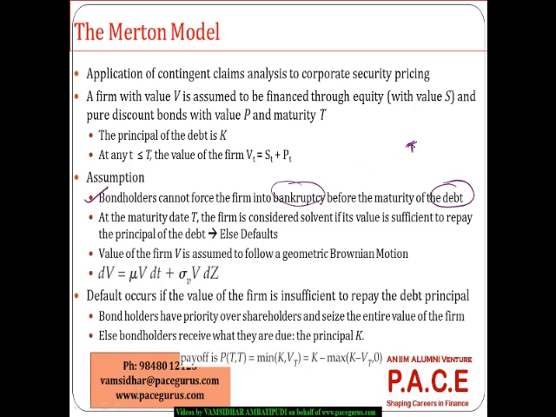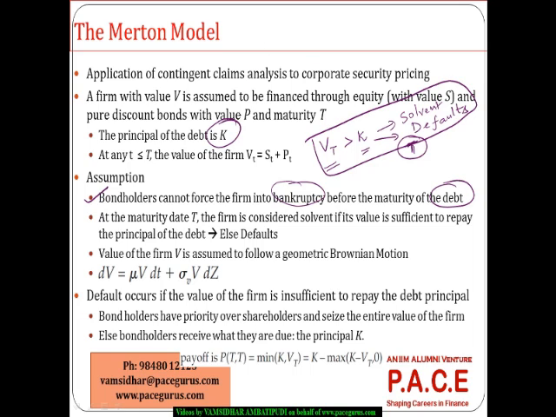And so when I'm waiting until time T, I'm simply looking at that point in time, is the value of the firm, which is Vt, sufficient enough to repay the debt? So at that point in time, the debt that has to be paid is the principal itself. If the value of the firm at that point is sufficient to repay the debt, then we say the firm is solvent, else we say it is insolvent and a default is going to come. So that's a simple assessment that we are doing using this model.